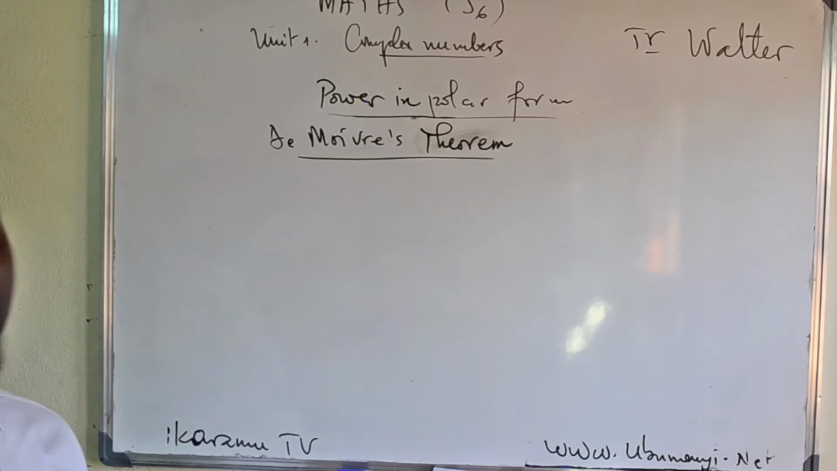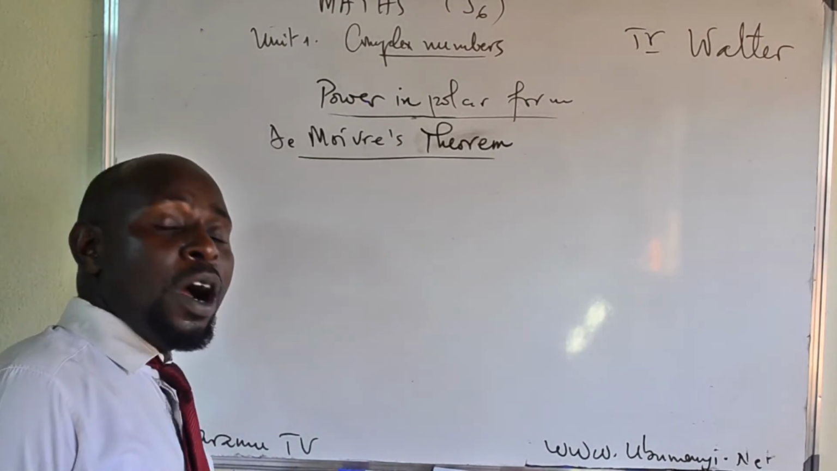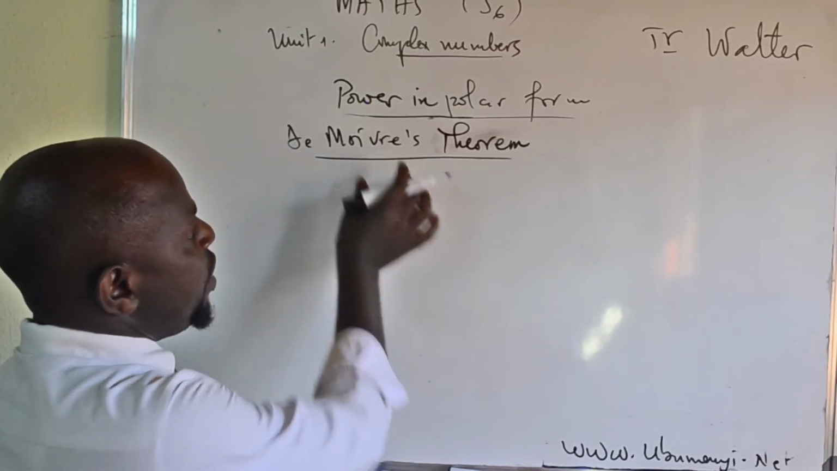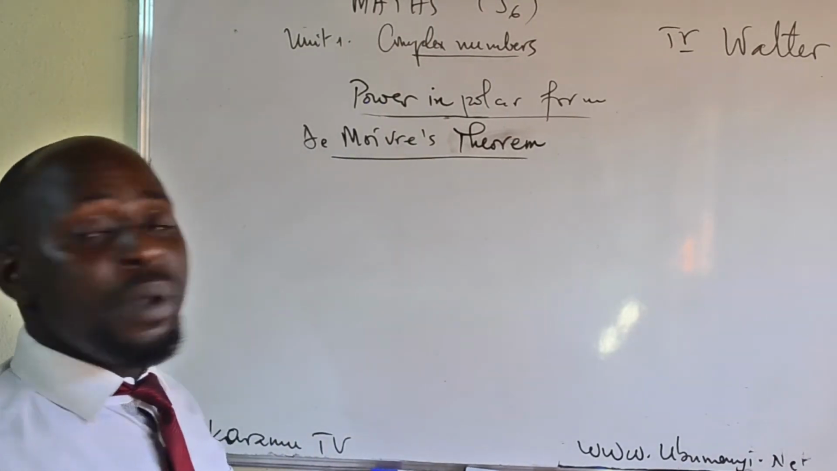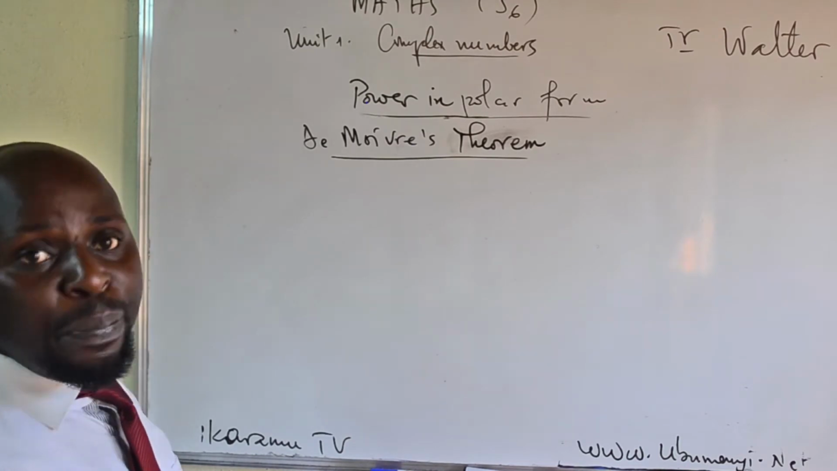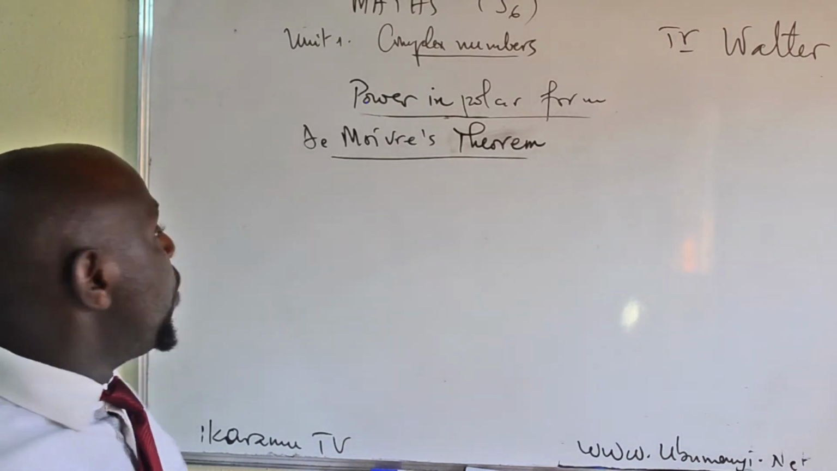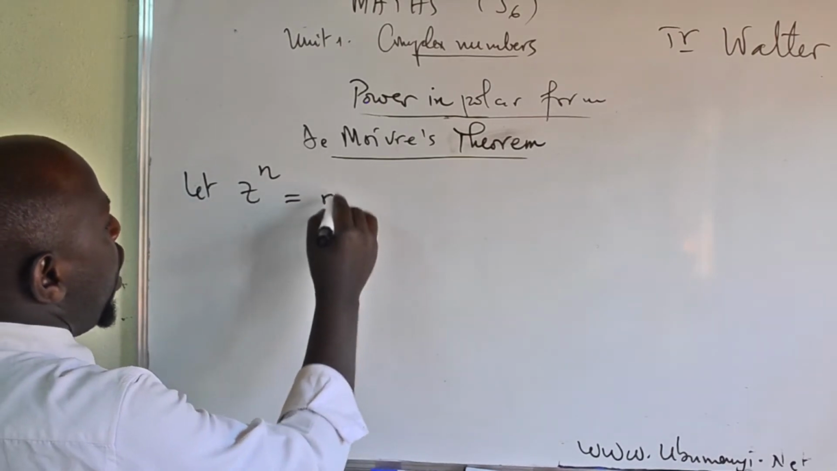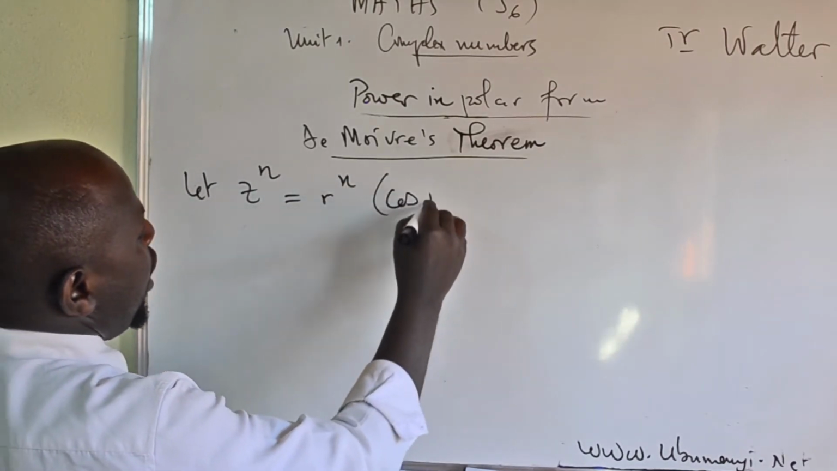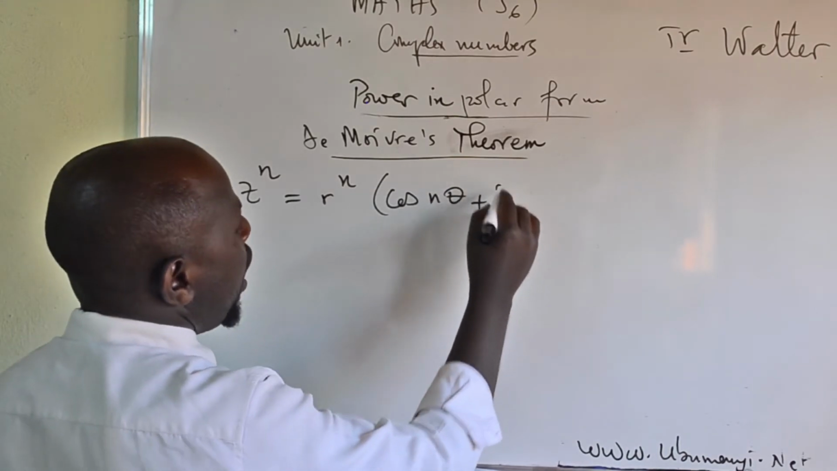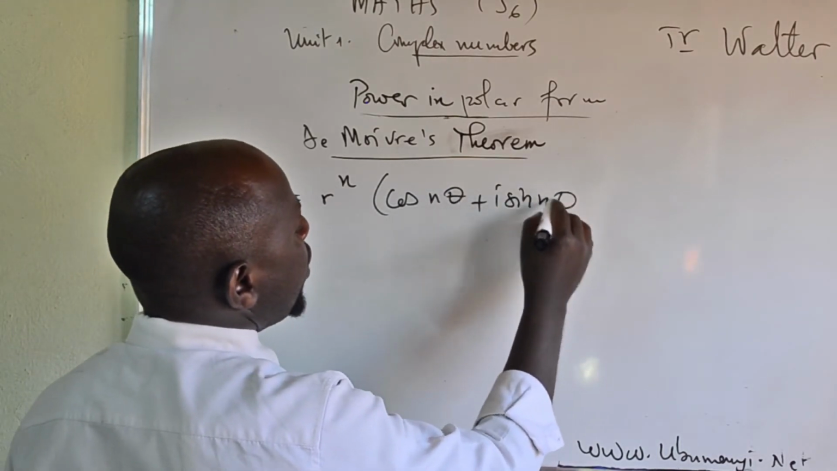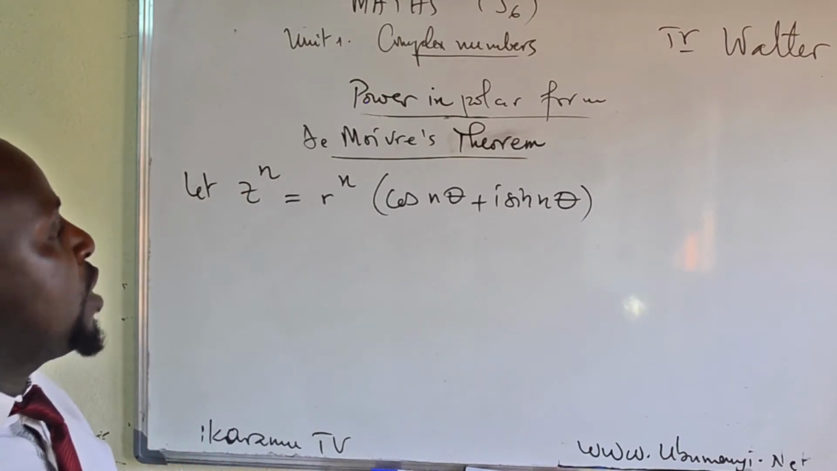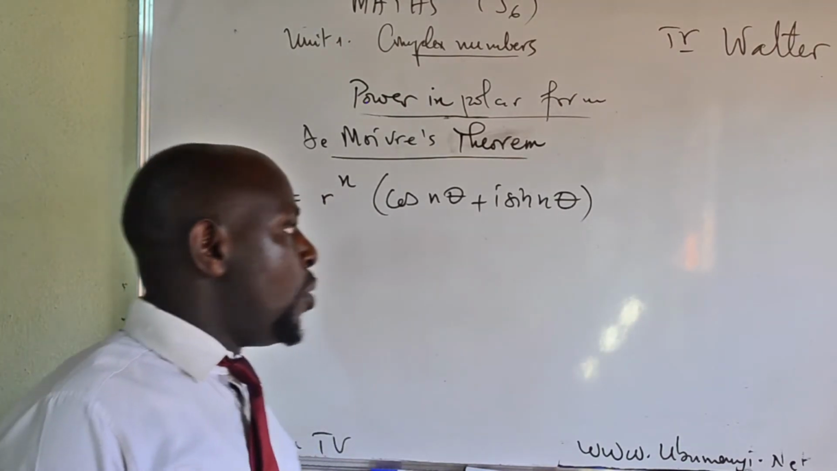So ladies and gentlemen, from the power of a complex number in polar form, we can deduce De Moivre's theorem. This theorem, how do we get it? We have the power of a complex number in polar form. So we have that z power n equals r power n (cosine n theta plus i sine n theta), ladies and gentlemen. So this is the power of any complex number z in the polar form.